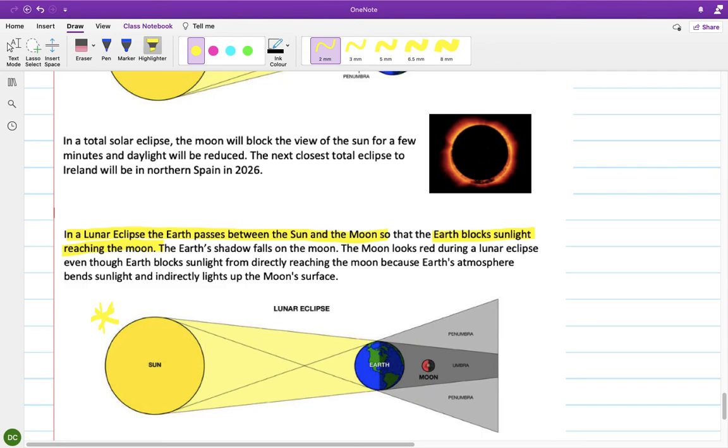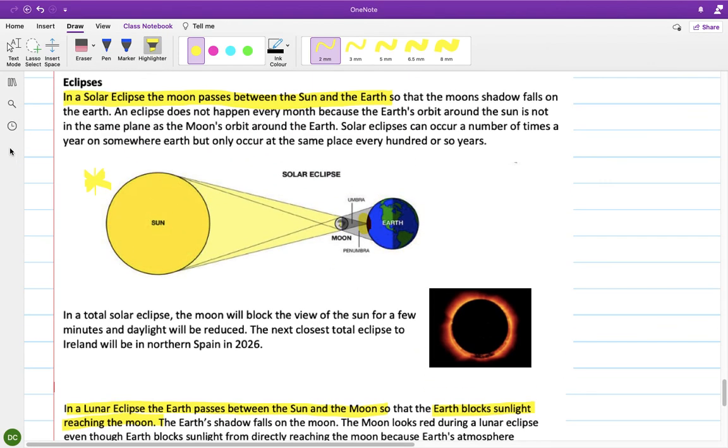And it's more about the order than, you know, it's a lot of geometry in these pictures with drawing the shadows and everything. It's more about, in a lunar eclipse, the Earth is in the middle. In a solar eclipse, the moon is in the middle. Okay, that's essentially what you need.